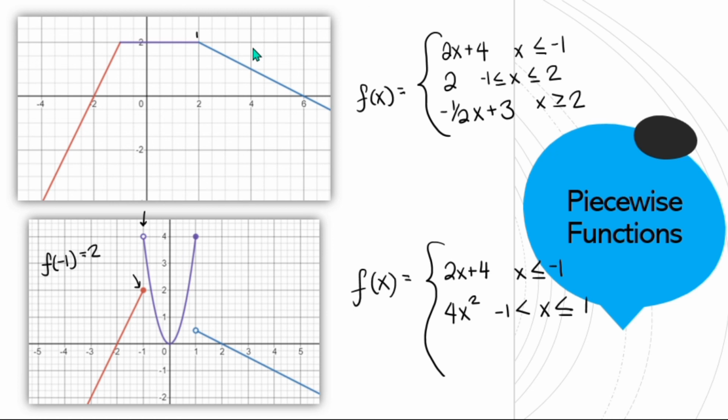Do a little mathing. You're going to get -1/2 x plus 1 as the equation. And x is going to be greater than 1. It can't be equal to 1 because it's a hole. It's open at that point. So there's a piecewise function with some discontinuities in it.